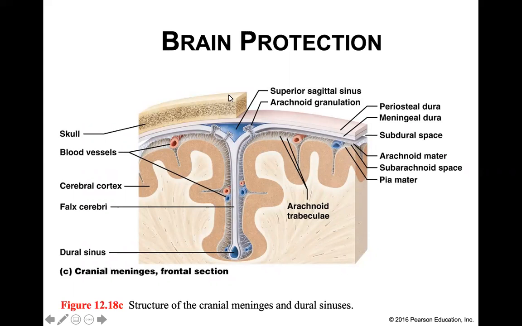So here we can see the brain protections. You have the skull here, then we have our three protective layers. This is the dura mater here, and here you can see this layer. Then you have the arachnoid mater. This is that web-like structure right here, and then the pia mater is directly attached to the brain itself.